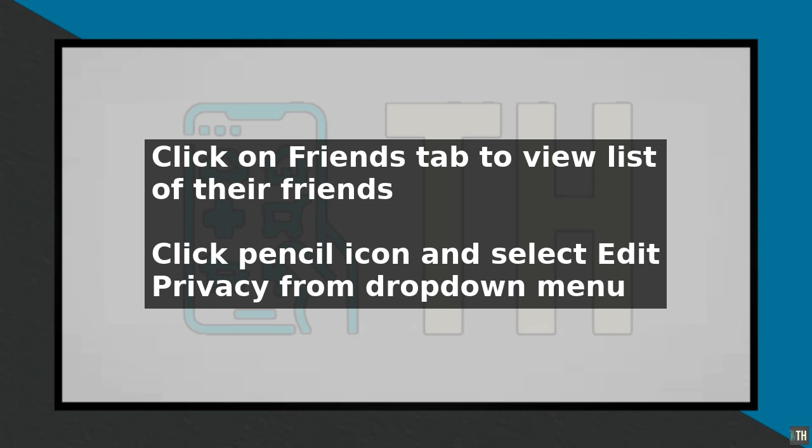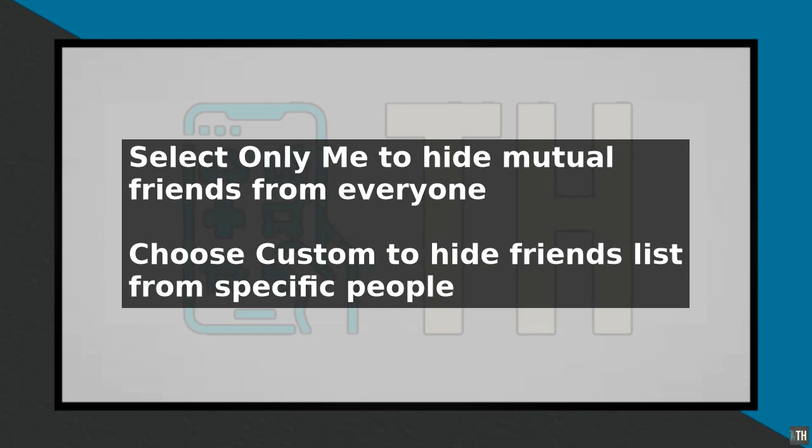In the Edit Privacy window, you will see a list of options that allow you to control who can see your friends list to hide mutual friends. Select Only Me from the Who Can See Your Friends list drop-down menu. This will prevent anyone, including the person whose profile you are on, from seeing your mutual friends.